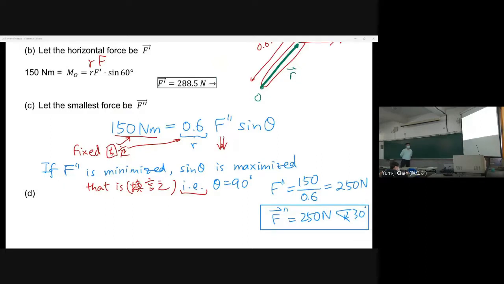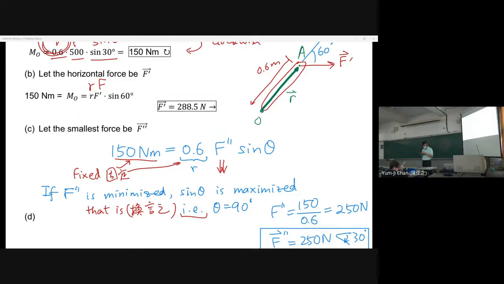So we have finished part A to part C. Now come to part D. Take time to write this. Horizontal, horizontal means what? Horizontal is this one.